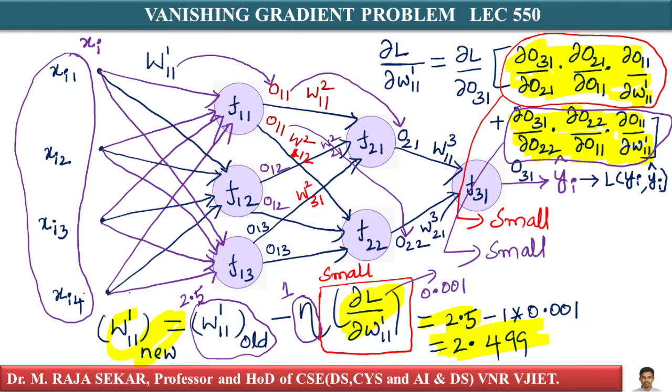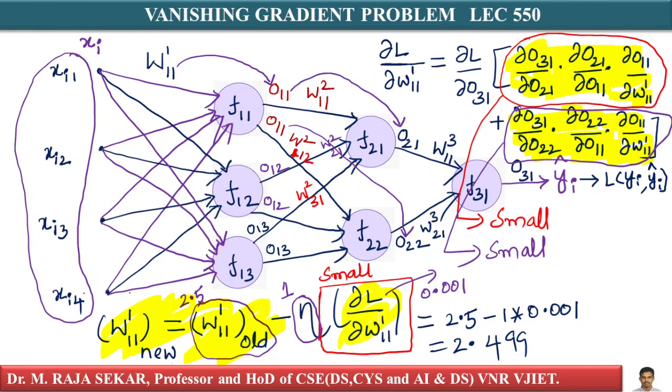Why is your derivative small? Because each of these individual derivatives is small. You are multiplying all these small values. So what will you get? ∂L/∂w11 is very small. So your new weight w11 new is very close to w11 old, isn't it? Because this ∂L/∂w11 is very small. And why is it small?